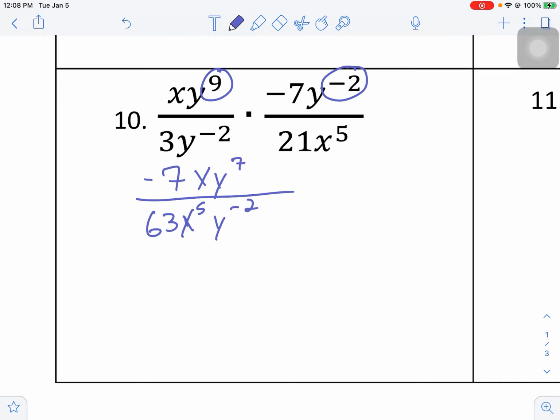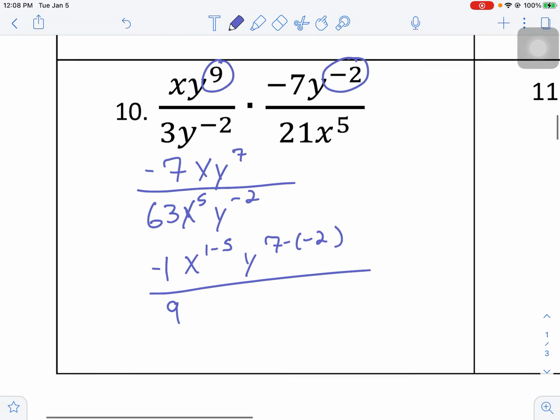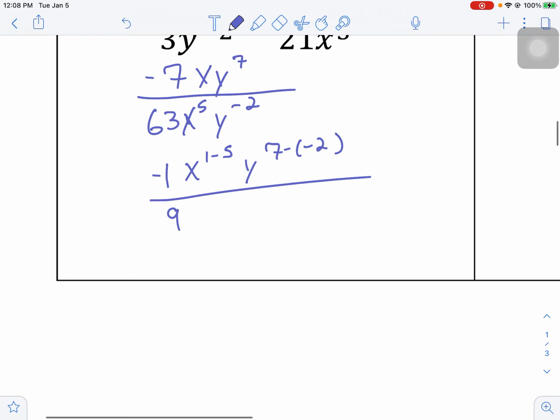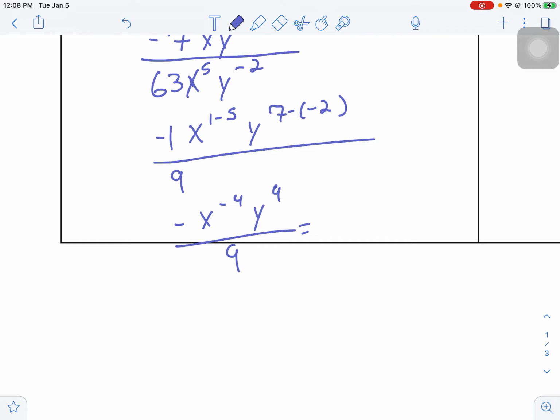And now we can do some simplifying, right? 7 comes out of both of those, so that's negative 1. And then that's x to the 1 minus 5, y to the 7 minus negative 2, all over 9, because 63 divided by 7 gives us 9. Continuing this problem, we have negative x to the negative 4, y to the 9 over 9. So then to finish this question, negative y to the 9th power over 9x to the 4th power.